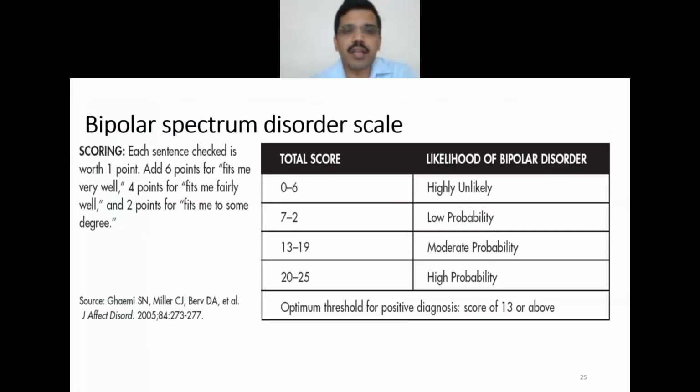Now, this is another interesting scale, the Bipolar Spectrum Disorder Scale. It's almost a kind of narrative in which the patient has to identify whether he's fulfilling certain narratives. And if the whole score is more than 13, then this is the optimal threshold for a positive diagnosis of a possible bipolar spectrum in the patient.